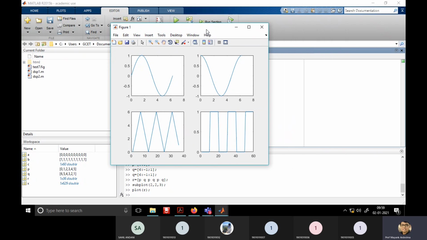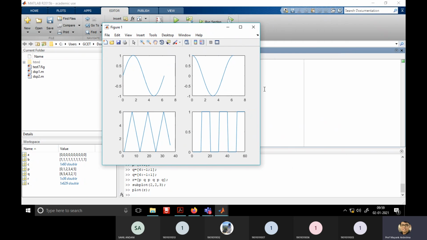Okay, the second task is, instead of this plot command, you have to generate a second figure, which is nothing but all the 6 different waveforms, using the stem command. Using the stem command you have to plot it. So instead of plot, you just have to use the stem command. Is there any doubt?